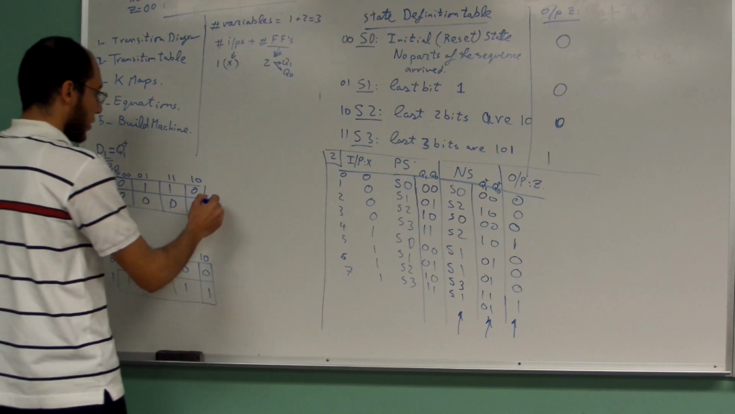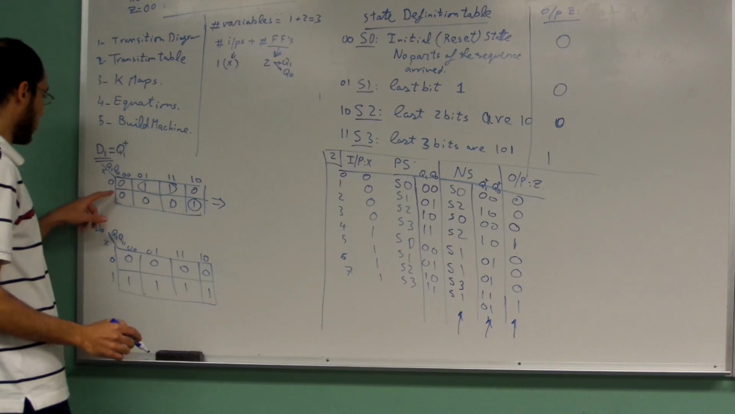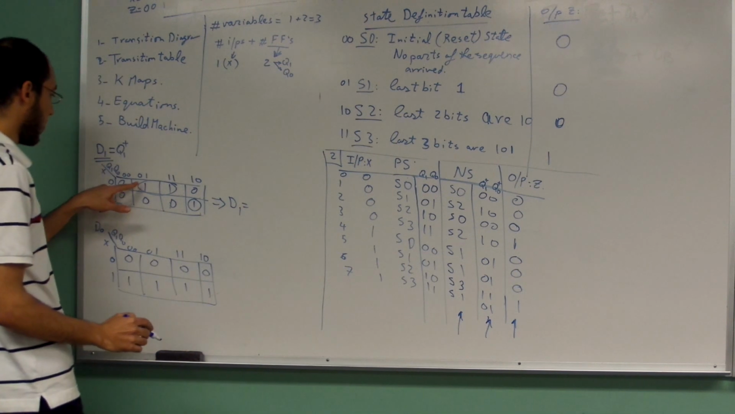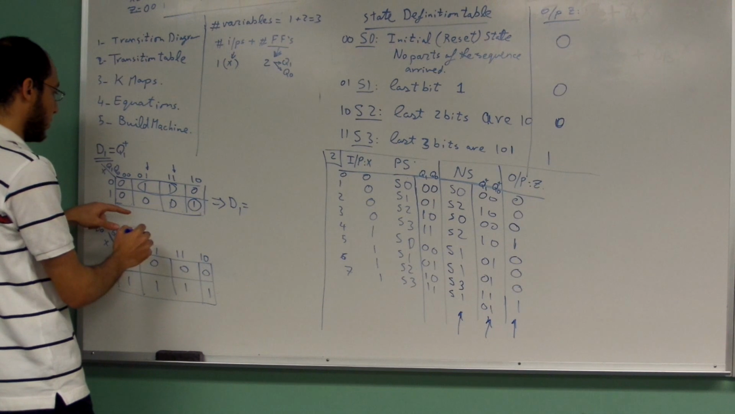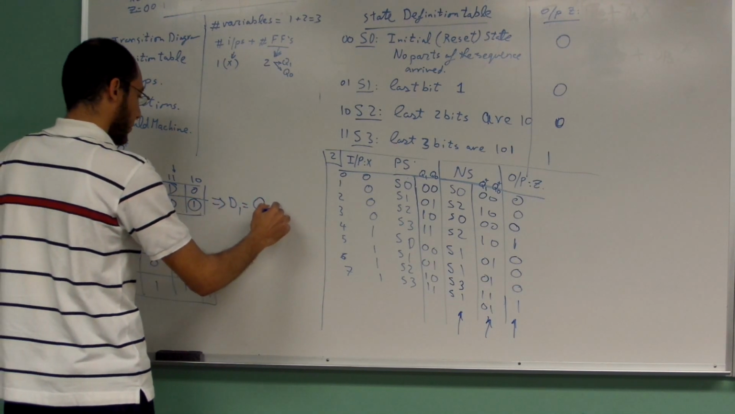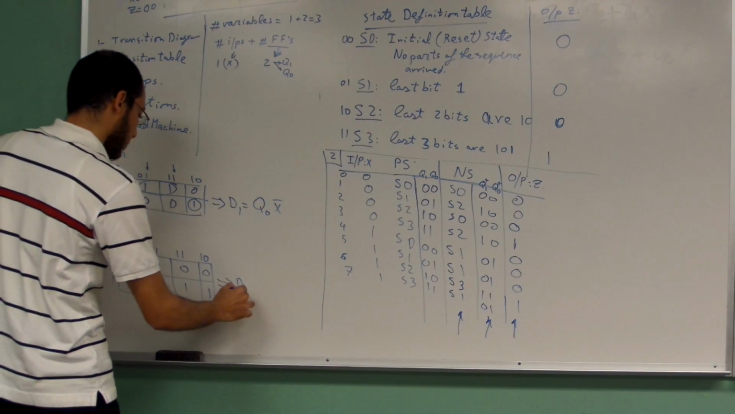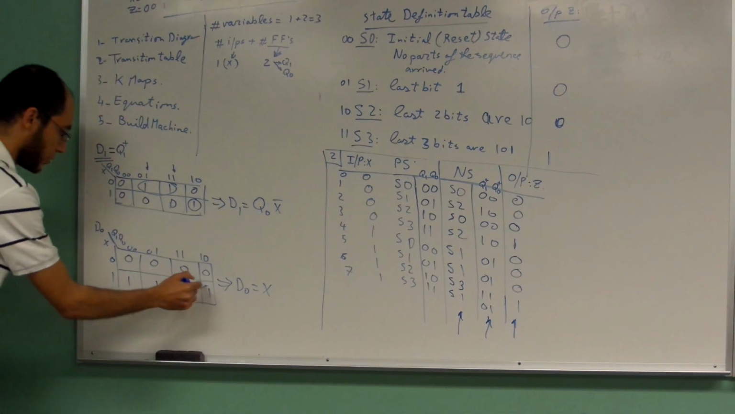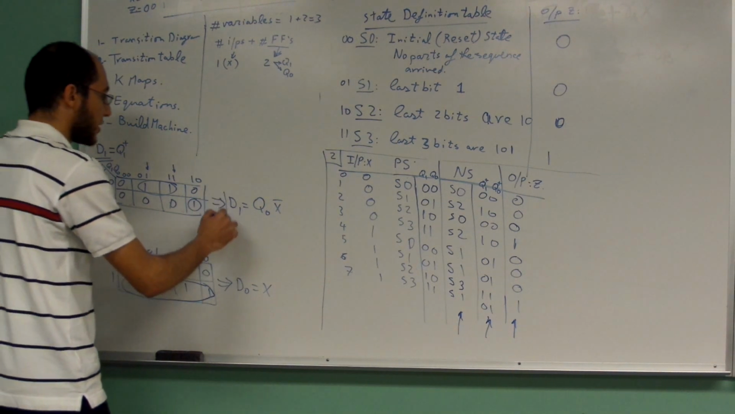Okay, let's solve this K-map. Which means that D1 equals, these two are common, so it is Q0 and then X bar. What about D0? D0 equals X. Right? So these are the two equations that we have.